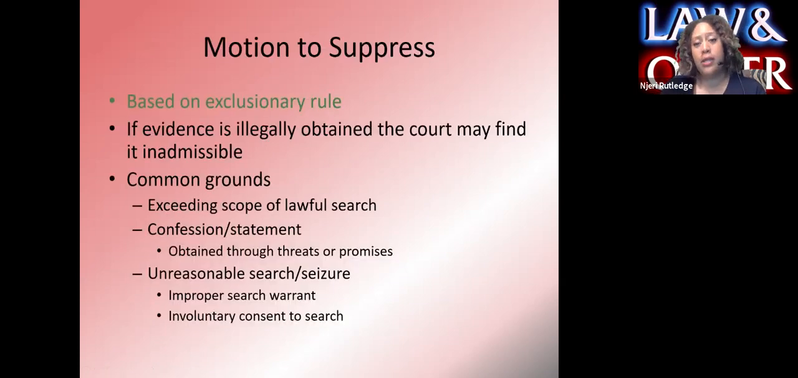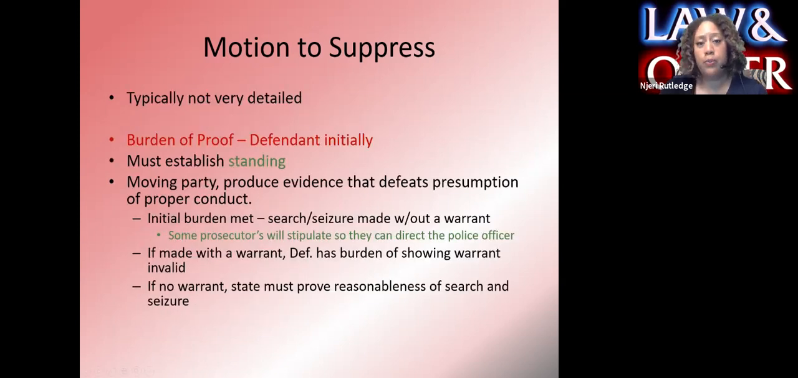Now, the motion to suppress is based on the exclusionary rule. Think about someone's constitutional rights being violated because of an illegal search or seizure. That's when you want to file a motion to suppress. Anytime evidence is obtained illegally, the court may find it inadmissible. Common grounds would include exceeding the scope of a lawful search, including a lawful search warrant, a confession or statement that's obtained through threats or promises, unreasonable search or seizure because of an improper search warrant, or an involuntary consent to search.